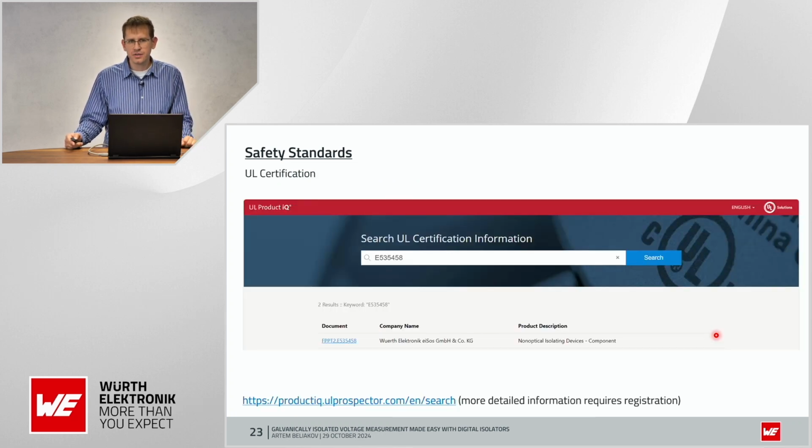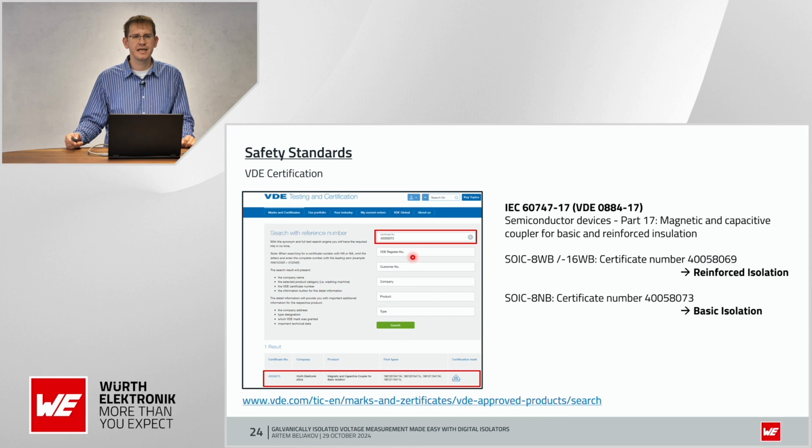If you would like to know more about our safety certificates, please check the UL website, and please use our certificate number, and you can see our safety documents for our digital isolators, and the same story for VDE certification. We have two certificate numbers for reinforced and for basic isolation.